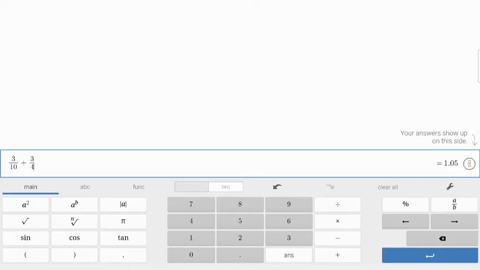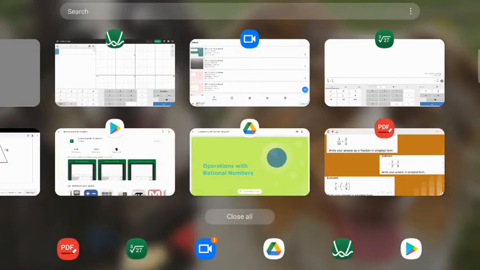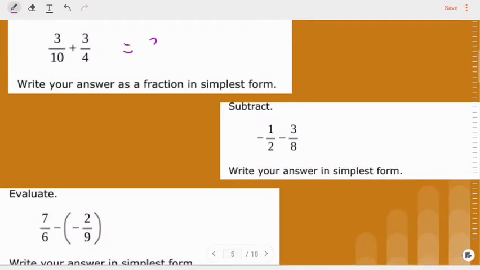And you'll see my answer over here on the side, 1.05. Now, you'll notice that circle right next to it says convert to fraction. If I hover over it, you can see that. If I click on it, it will convert that to a fraction, 21/20. I'm going to go back to here and write my answer, 21/20, and that is my simplified answer. I'm done. Nothing else needs to be done.